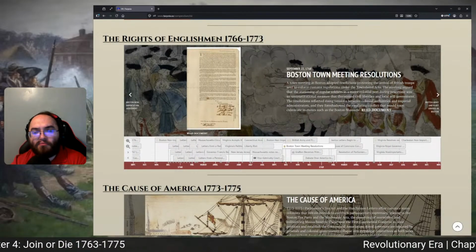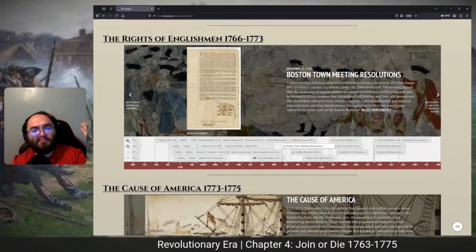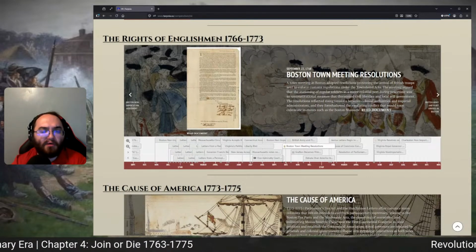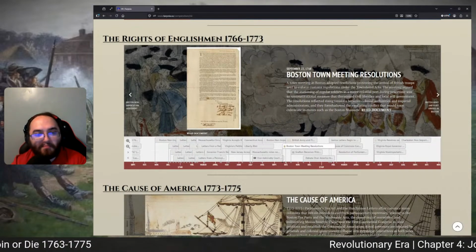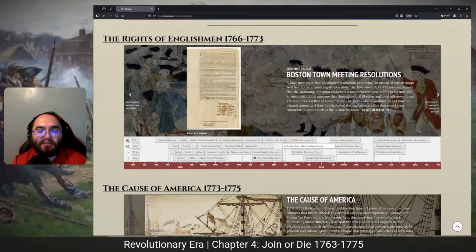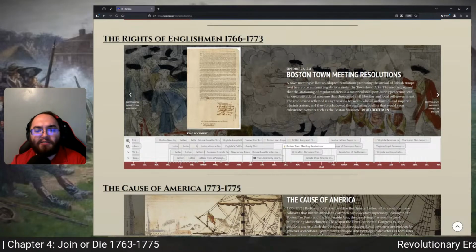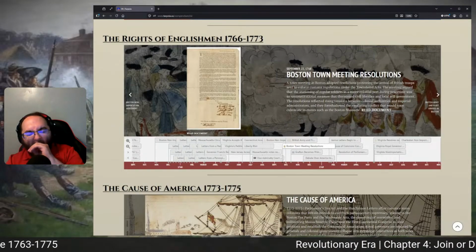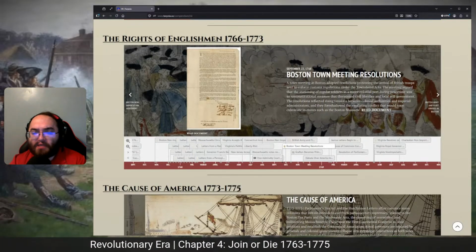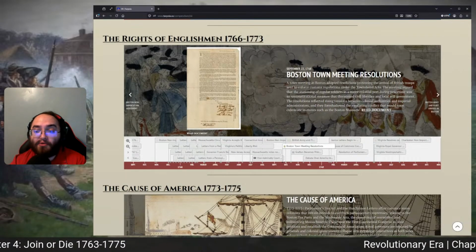Boston Town Meeting resolutions. Again, a lot of this stuff is local level. So the idea that it's top down is just simply not true. It's very much bottom up, maybe middle up, if you want to say the middle class. And so for this document, a town meeting in Boston adopted resolutions protesting the arrival of British troops sent to enforce customs regulations under the Townshend Acts.